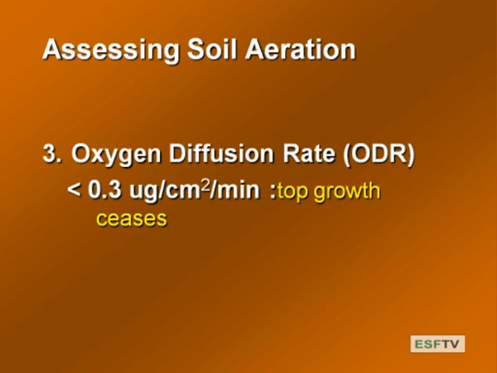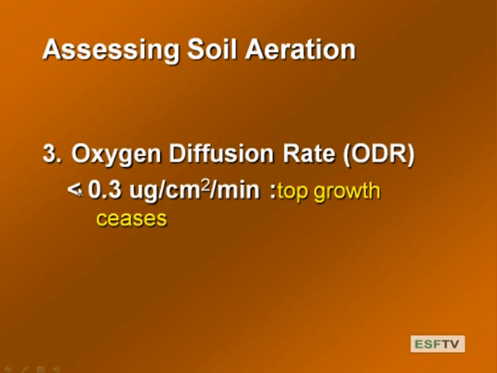So a third way to assess soil aeration is something called the oxygen diffusion rate, the ODR, oxygen diffusion rate. Again, it's another quantity. And this key value is about 0.3 of a microgram per centimeter squared per minute. Okay, so this is an important cutoff. 0.3 microgram per centimeter squared per minute.